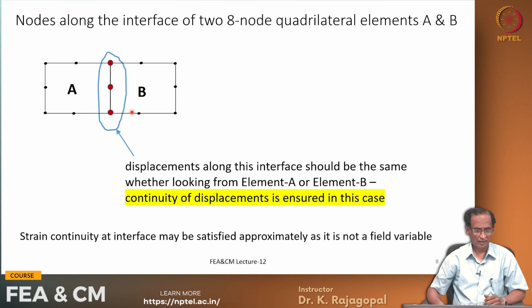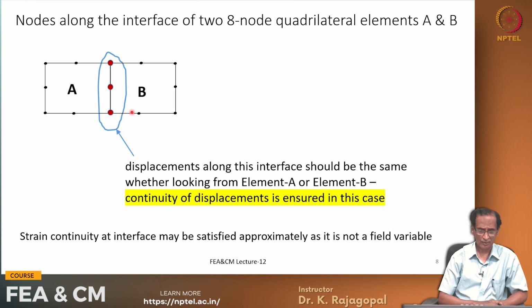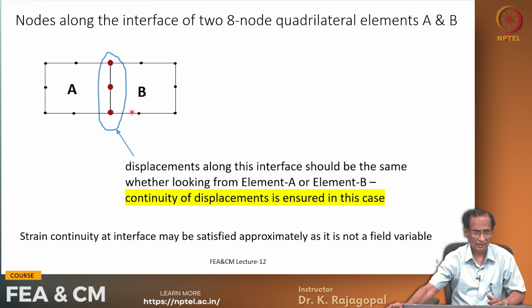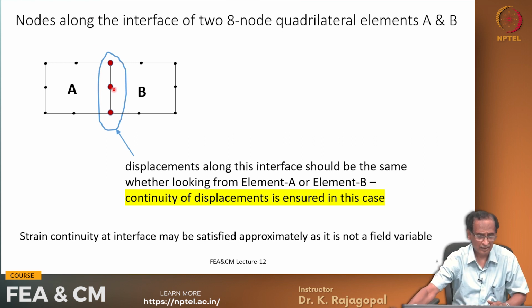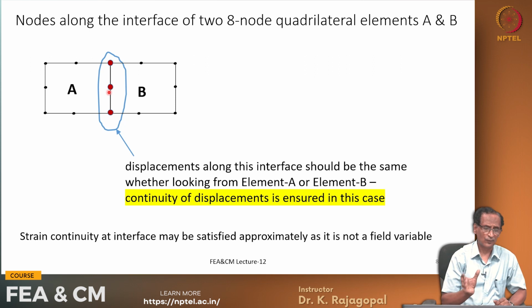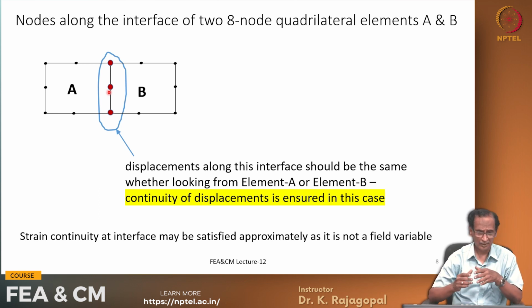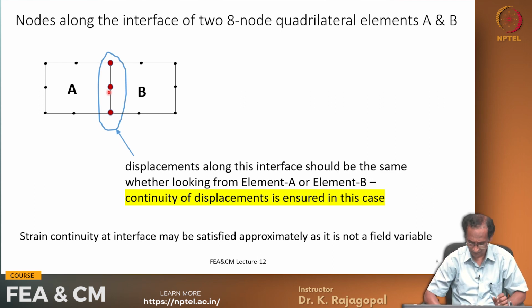And the strain continuity at the interface may not be satisfied, or may be satisfied only approximately, because strain is not our field variable, it is only a derivative quantity. The continuity of strain can be simulated by making the mesh as fine as possible. So, if you have a very coarse mesh, we may not be able to get the strain continuity between the elements, but as the mesh is made finer and finer, we will get the strain continuity.